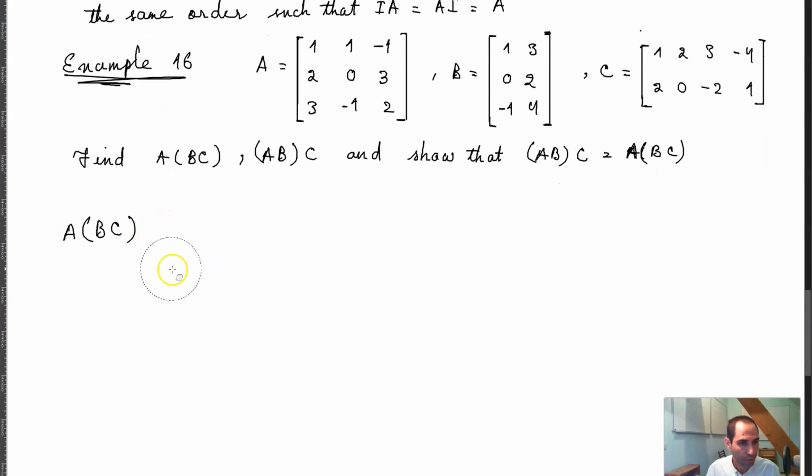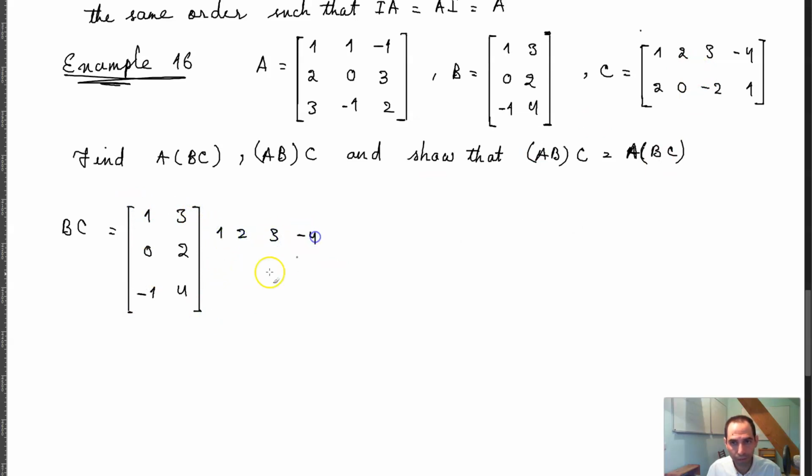So I erase this and I write B times C is equal to this matrix, which is 1, 3, 0, 2, for example, negative 1, 4. And then I multiply this by this matrix, which is 1, 2, 3, negative 4, 2, 0, negative 2, and 1, right?